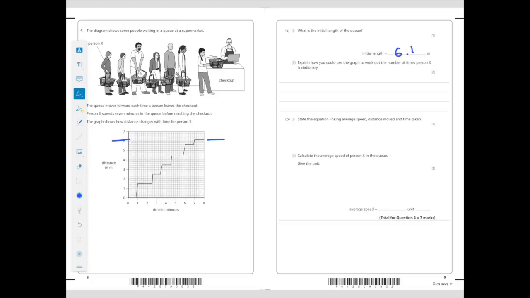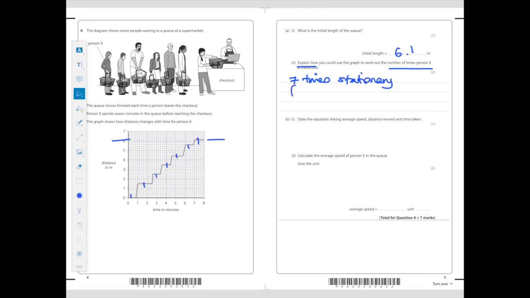Explain how you could use the graph to work out the number of times person X is stationary. So explain is going to be a very crucial word here, and we also need to work out the number of times the person is stationary. So stationary means that they don't move. So when aren't they moving? Well, it's all the flat portions of the graph. So that's 1, 2, 3, 4, 5, 6, 7. So you're going to say 7 times that they were stationary.